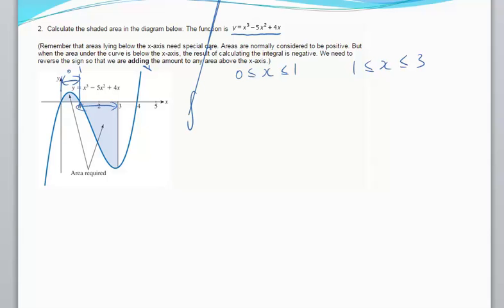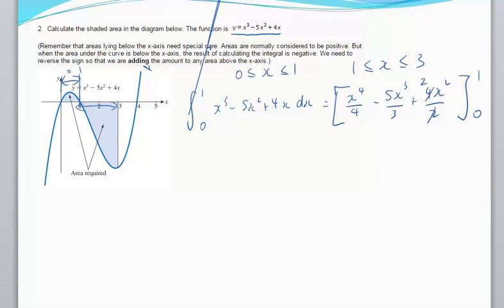So our integral between 1 and 0, and our equation, we have x cubed minus 5x squared plus 4x dx. We get our square brackets, x to the power of 4 on 4 minus 5x cubed on 3 plus 4x squared on 2, which simplifies to 2x squared, between 1 and 0.